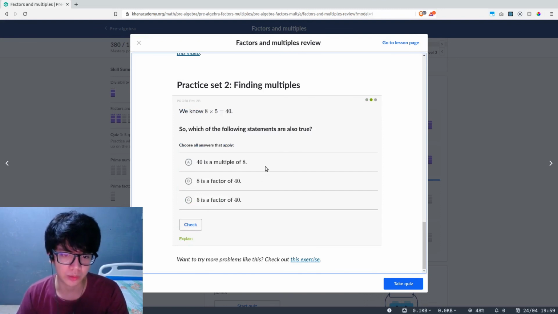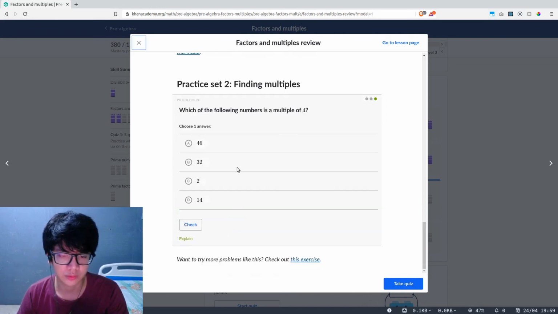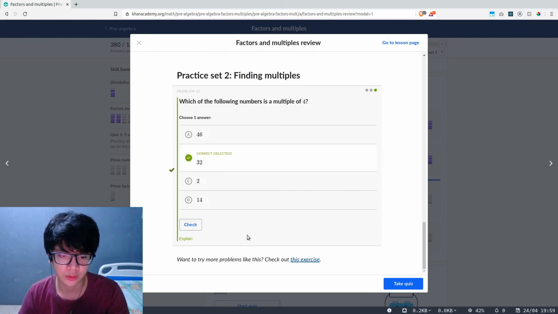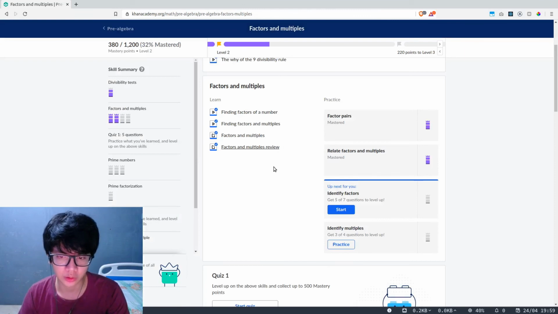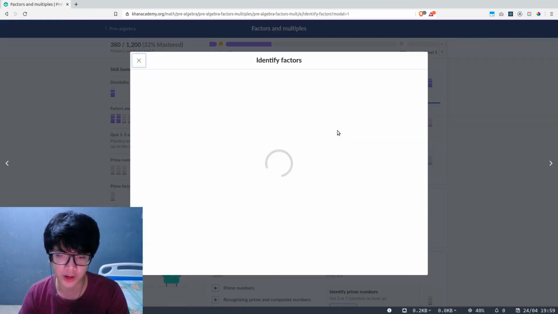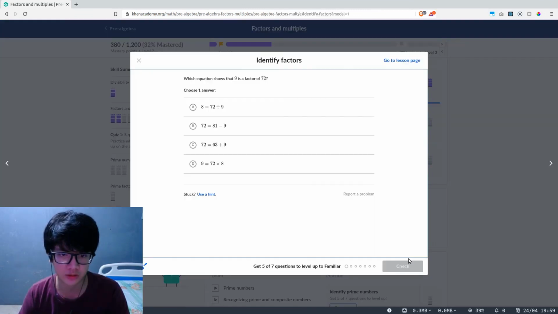40 is a multiple of 8. 8 is a factor, 5 is a factor. Multiple of 4. I'm not gonna go to the quiz. I still have practices. Identify factors.